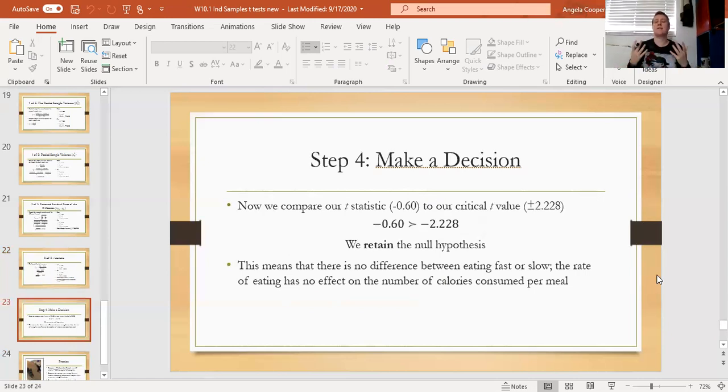Now, finally, we make a decision and this ends, right? So we are now going to compare our t-statistic, as we do, to our critical value. Now, keep in mind that it's negative. Our t-statistic is negative, so we're going to compare it to the negative critical value. Now, just as a little brief reminder of what that looks like, in case you get a little confused, since now we are going to be dealing with critical values.